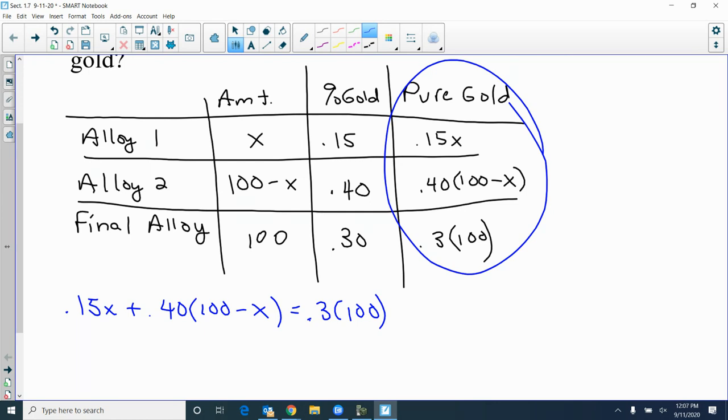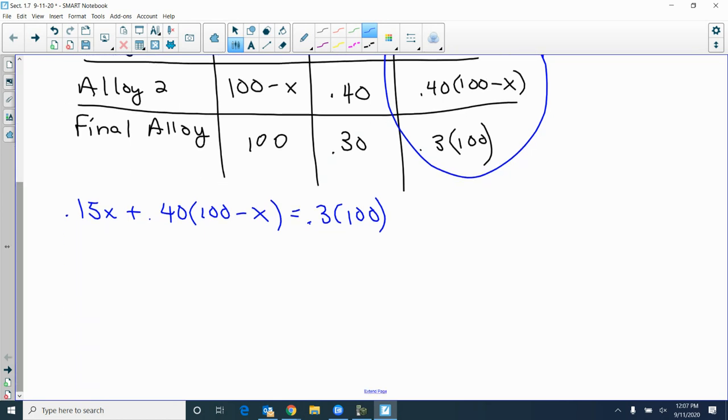X equals 40. Now, you don't have to do the chart. Like if you just say, all right, that first one's going to be 0.15 times X, and then that's got to be 100 minus X. That final amount's 100, it doesn't matter. But go ahead and solve that.